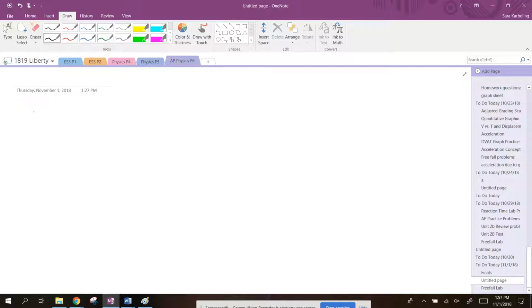We're going to talk about dropping an object. So when we drop an object, first of all, if I drop that object, if I let it go, it's going to start off at a velocity of 0. And as it falls, tell me about its speed. It will increase, right? It will increase in the negative direction.